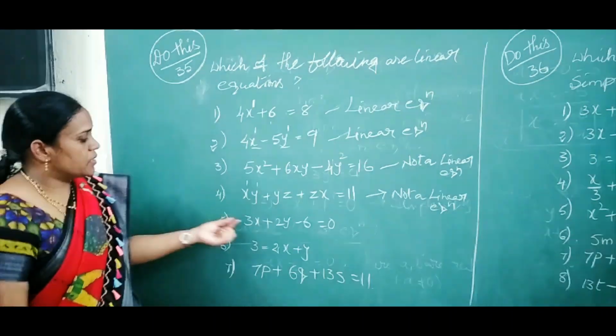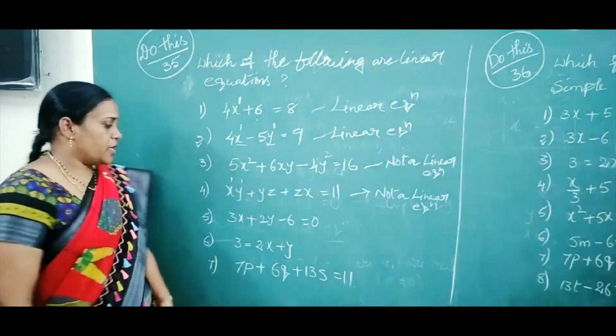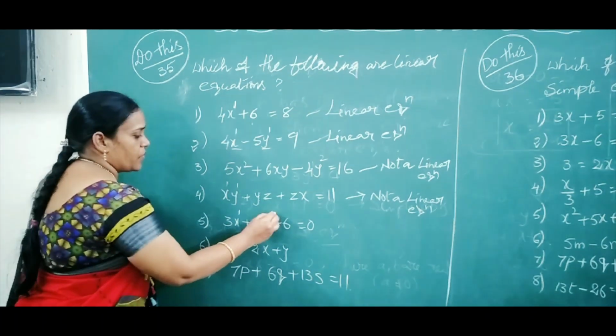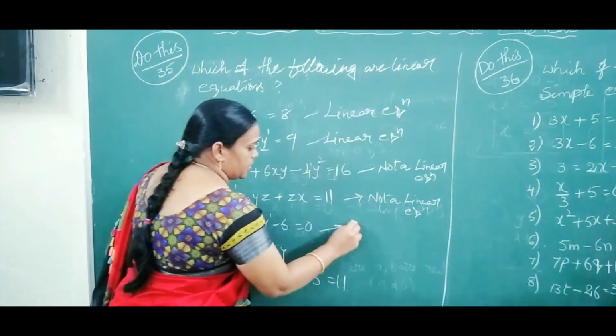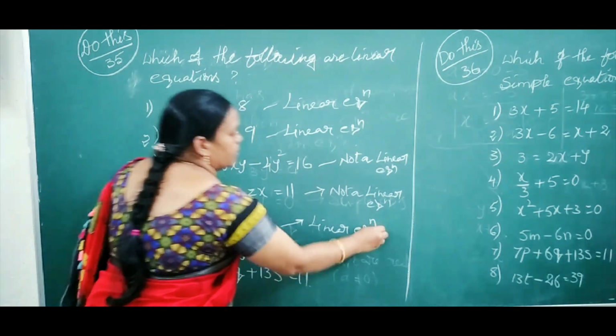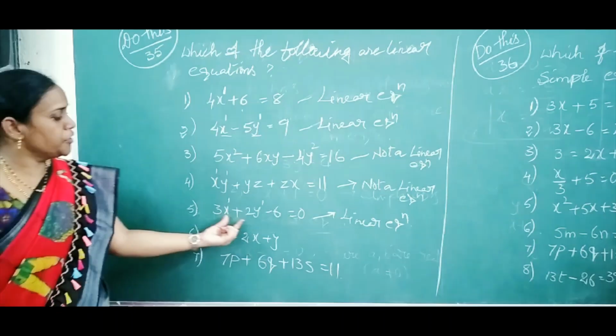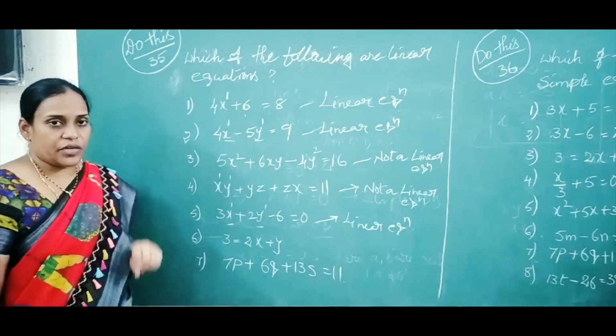Okay. Next, 3x plus 2y minus 6 is equal to 0. Here, x power is 1, y power is 1. So, it is a linear equation. It is a linear equation in two variables. It is not a linear equation in one variable.